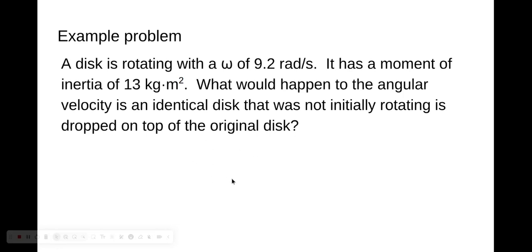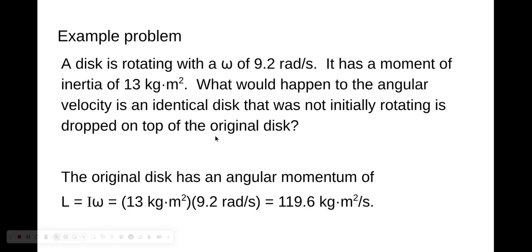So we've got a disk that's spinning and another one plopped right on top, like two pancakes. The second disk is not spinning. The original disk has an angular momentum of moment of inertia times omega, 13 times 9.2, which gives us about 120 kilogram meters squared per second.